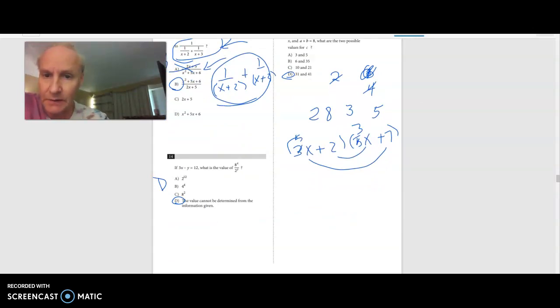8 to the y is the same if, oh, duh, oh my God, of course it can be determined. Look, the trick is, this is really 2 to the 3x over 2 to the y, because 2 to the third is 8. I knew there was a trick here. So when they subtracted these, they're actually doing the division. 3x minus y is equal to 12. So 2 to the 3x over y is 12. Let me see now. What's the value of that? 2 to the 12th. Hey, there it is.